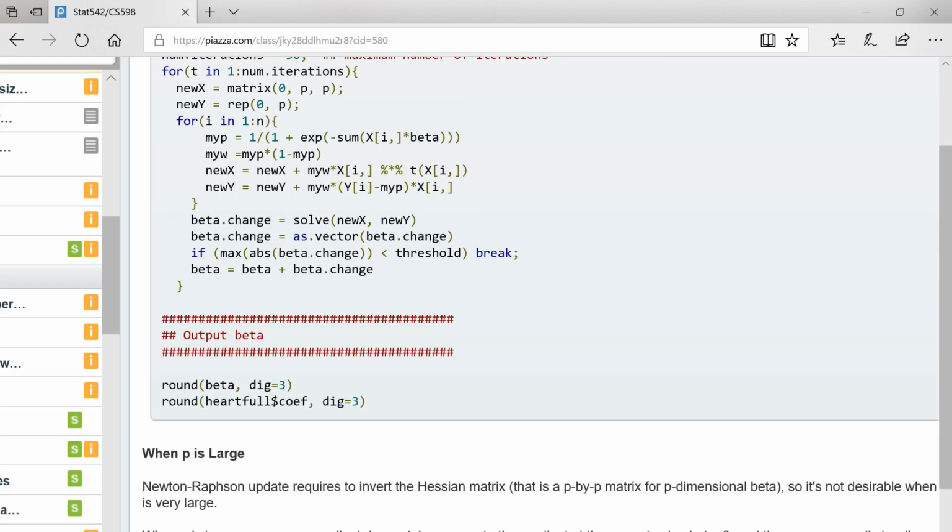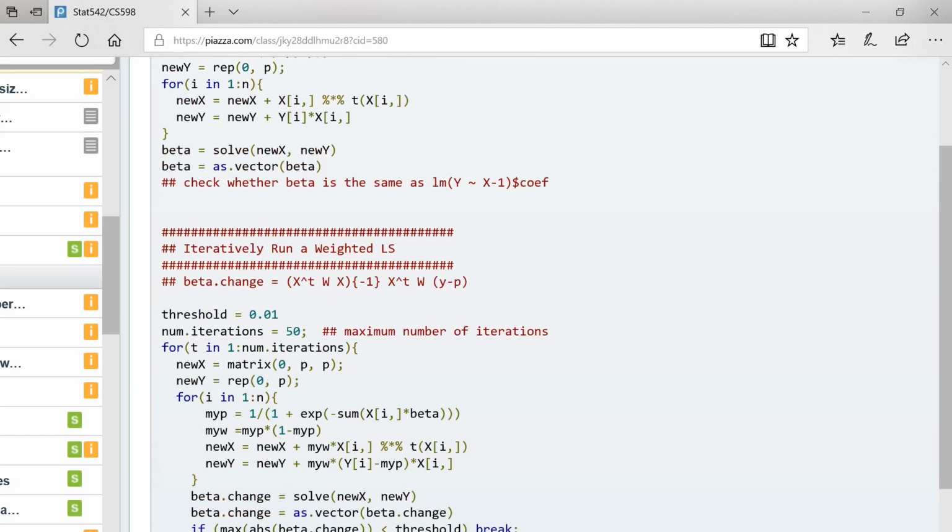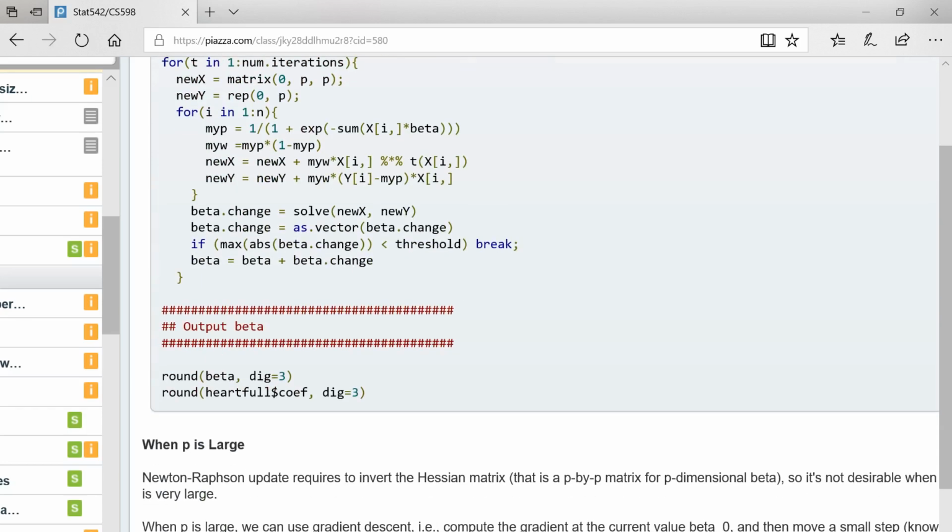At the end, I show you can compare the beta from my calculation versus the beta from R, and they're very close. So in summary, if N is really large, the real computation cost is in terms of P. So you can actually code your own logistic regression without loading the whole data into memory.